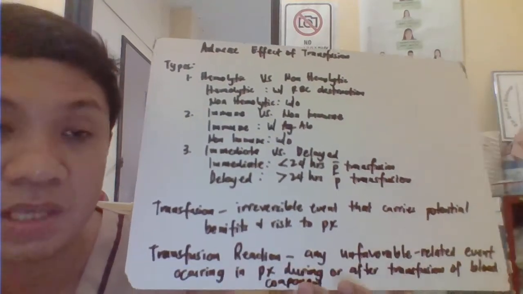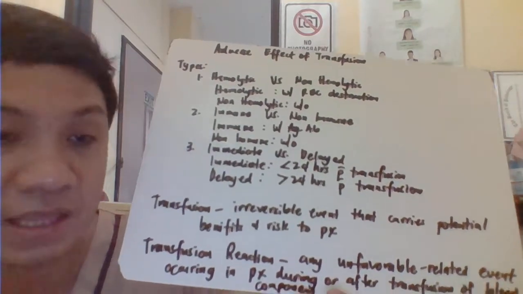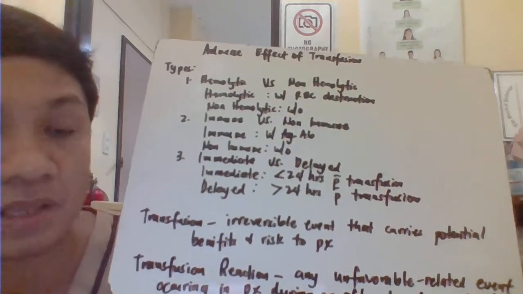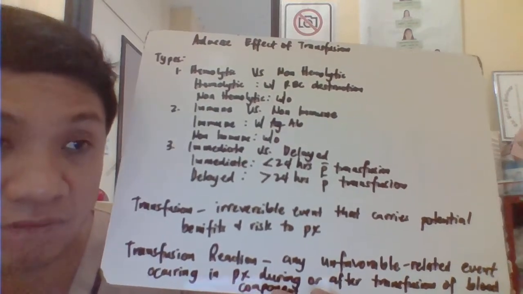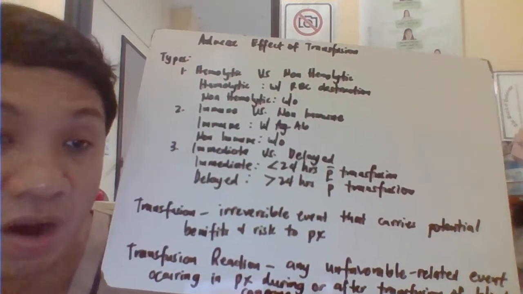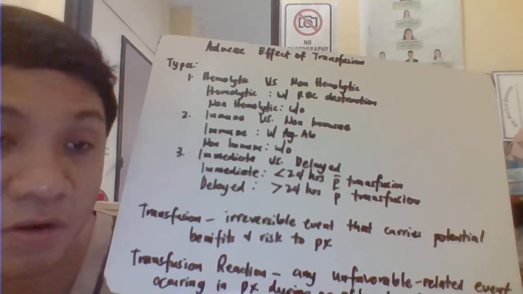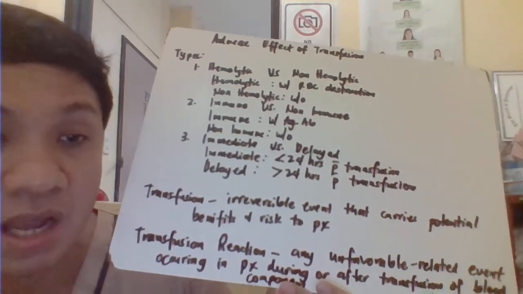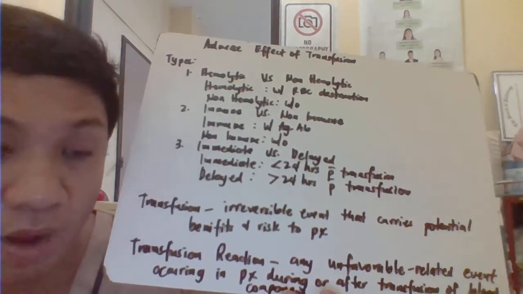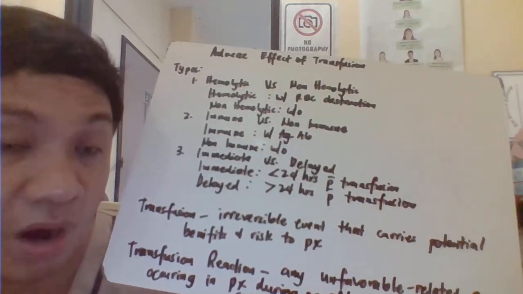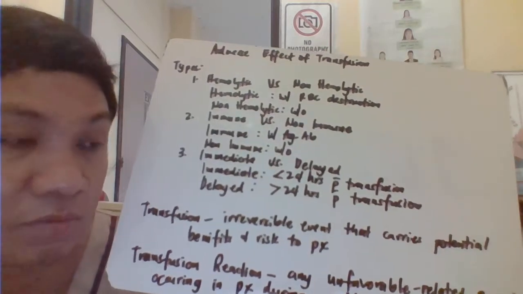Then we have immediate versus delayed transfusion reaction. When we speak about immediate, the manifestation occurs within 24 hours post-transfusion, or after the patient has been given a unit of blood. Whereas your delayed one would have a manifestation more than 24 hours after the patient is given a unit of blood.